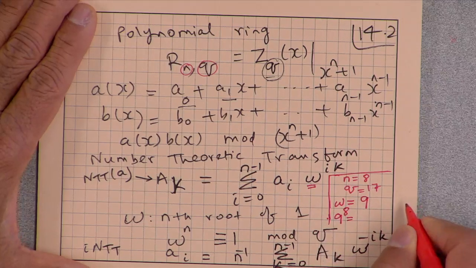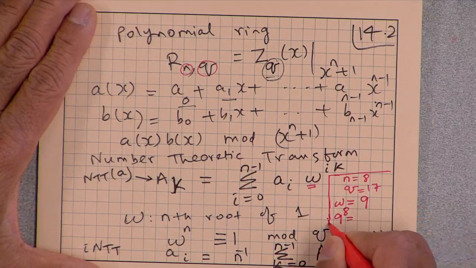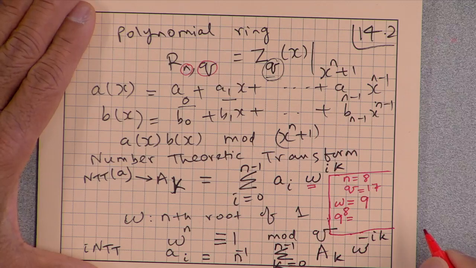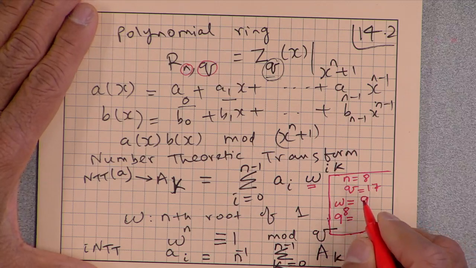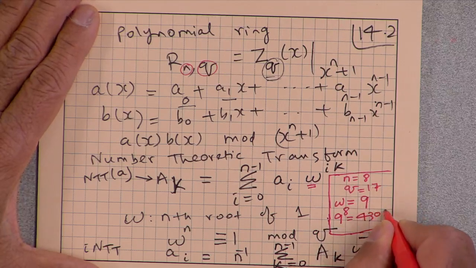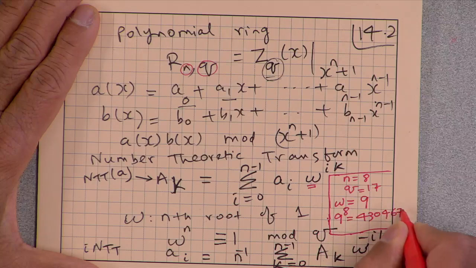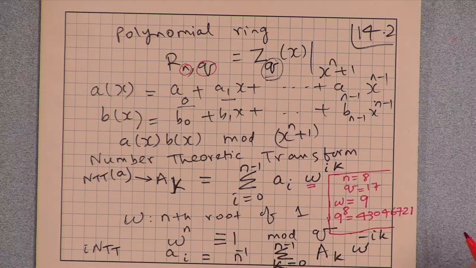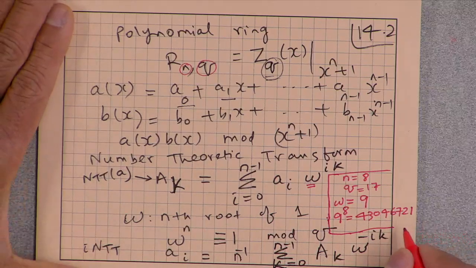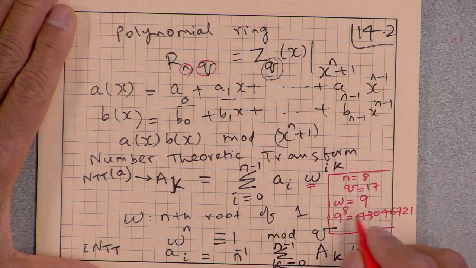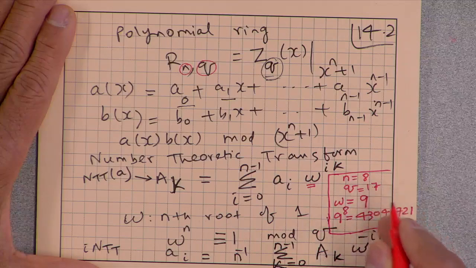9 times 9, 81. Does anybody have a calculator who can calculate what this is? Okay, sorry. 43046721. Okay, and can you take the remainder, divide by 17 and see the remainder? You can check that it is equal to 1. So take the remainder with respect to q, which is 17.